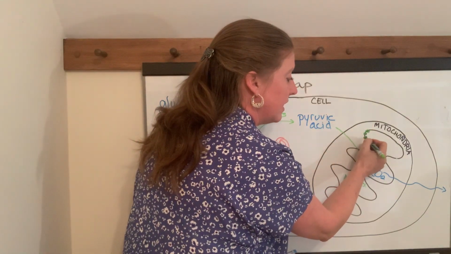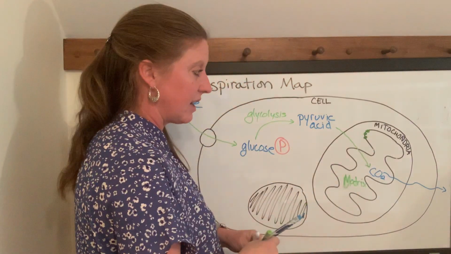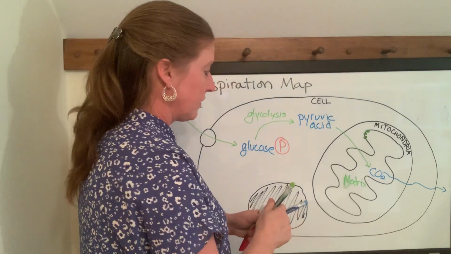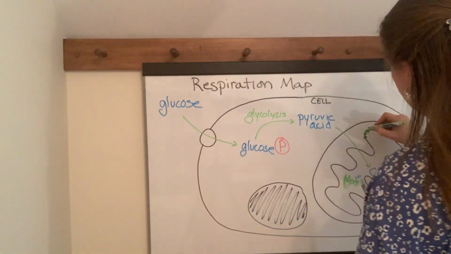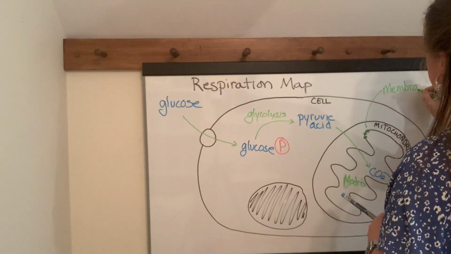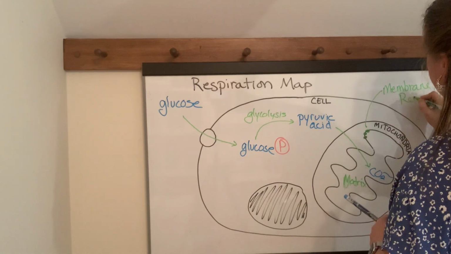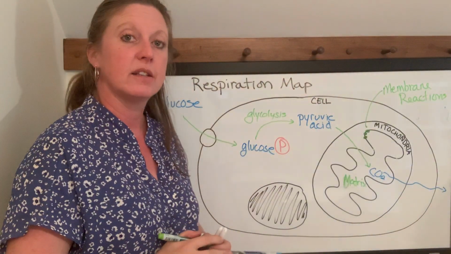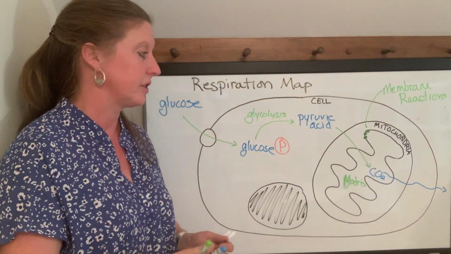After the matrix reactions, the mitochondria does what are called membrane reactions. And these are done by proteins that are in this inner membrane of the mitochondria. So these are called the membrane reactions. And this is where the bulk of the ATP is formed during cellular respiration.